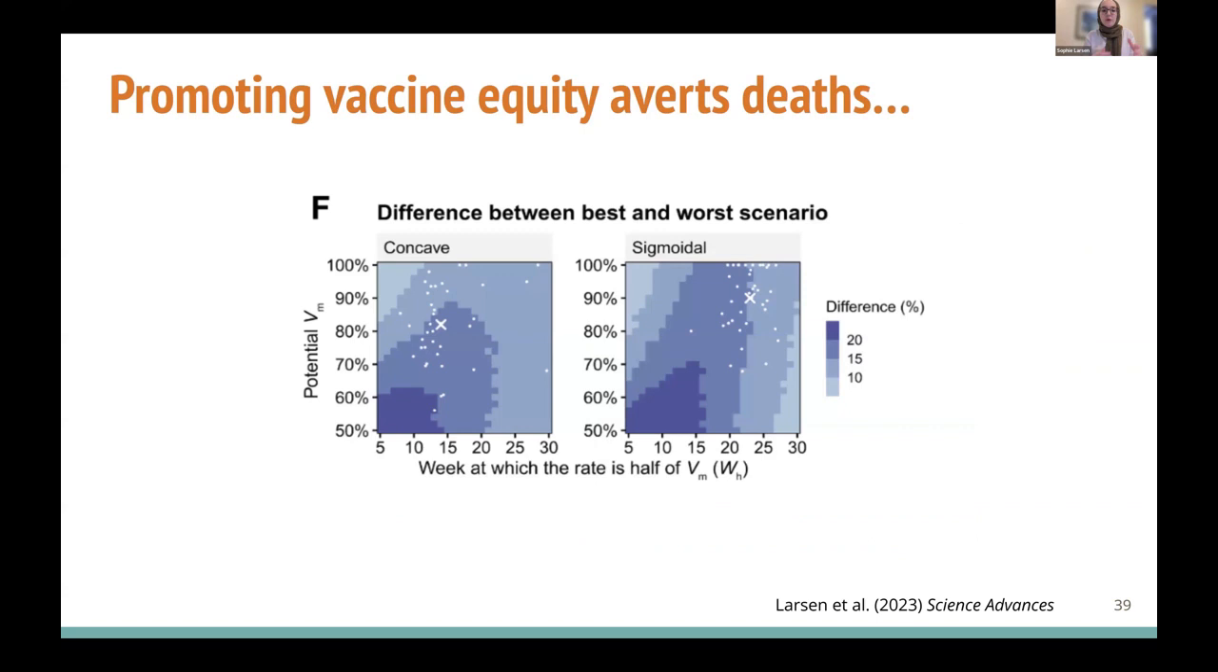So promoting vaccine equity averts deaths. When we look at the best case equity and the worst case disparity, and we compare the deaths averted, in a concave or a sigmoidal scenario, right, you can avert potentially up to 25% of the deaths by moving from your worst case inequity to your best case equity. But these dots, these observed countries, most of them are not falling in this area of the parameter space. We're more likely going to get 10 to 15% or maybe 15 to 20% averted by addressing disparity.